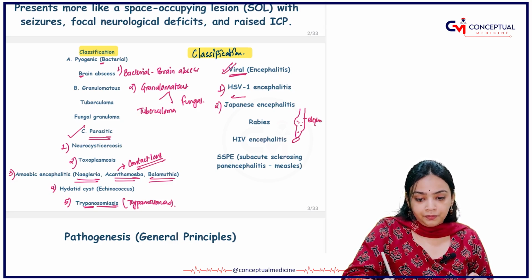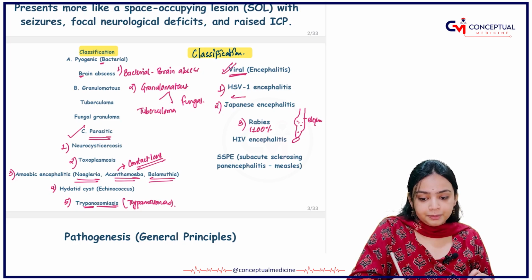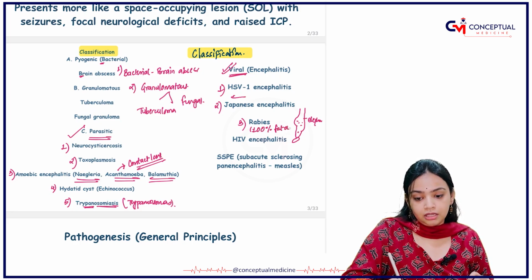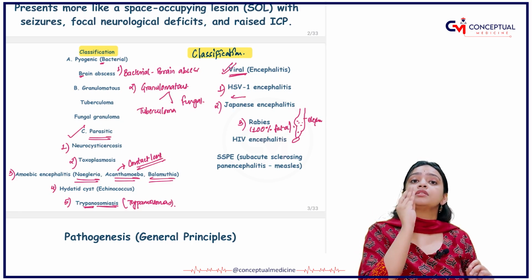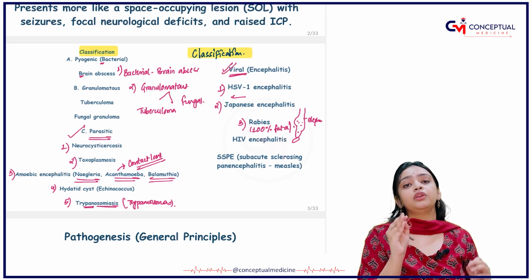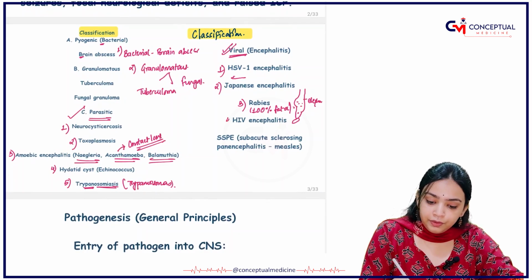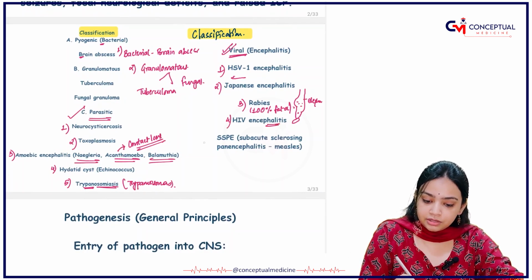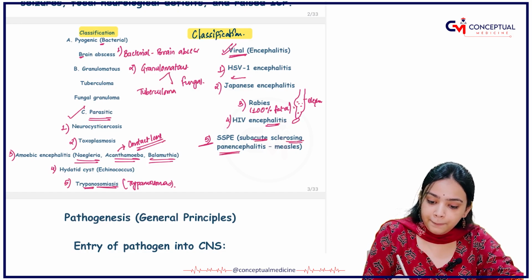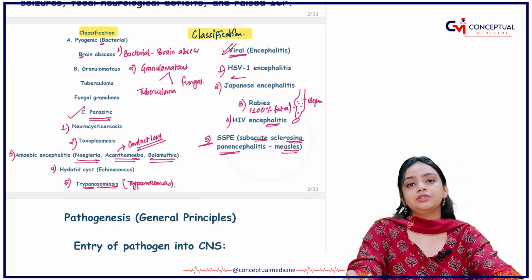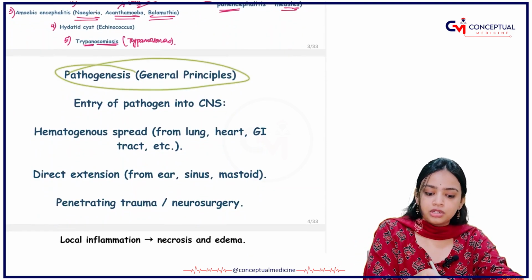Then you have rabies, and you know guys what? Rabies is 100% fatal. If a person develops rabies, there is surety, not chances, that the person will die. Fourth one you have is HIV encephalitis. Then the fifth one is subacute sclerosing panencephalitis, that is your measles. Let's understand them. Firstly, let's understand the pathogenesis in general.